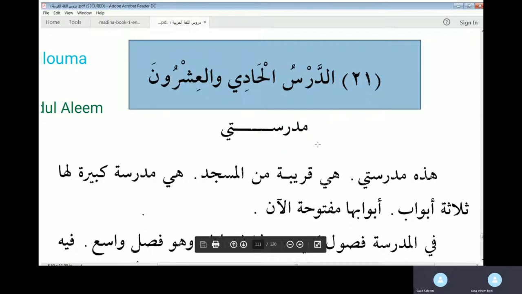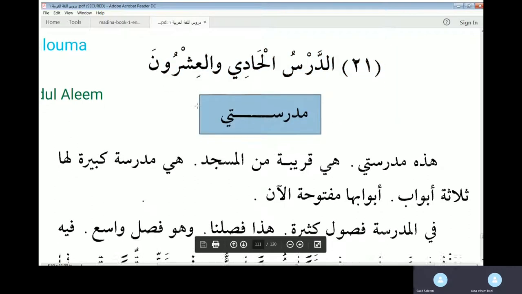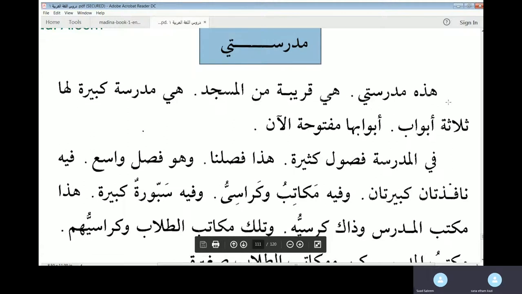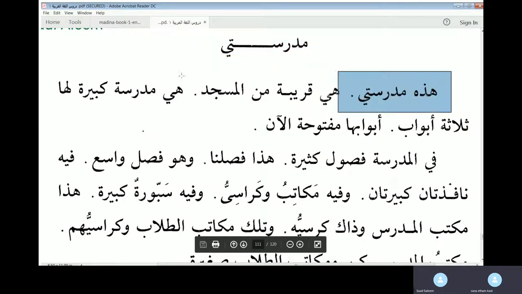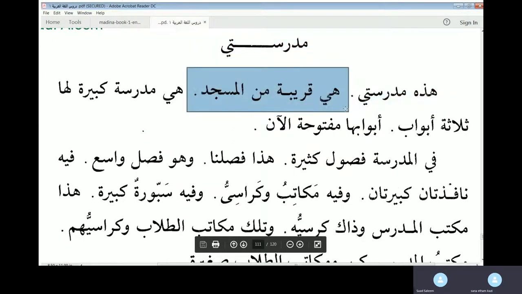Madrasati, my school. Hadihi madrasati, this is my school. Hiya karibatun minal masjidi, it is near to the masjid. Hiya madrasatun. What? It is near from the masjid. It is near from the masjid.